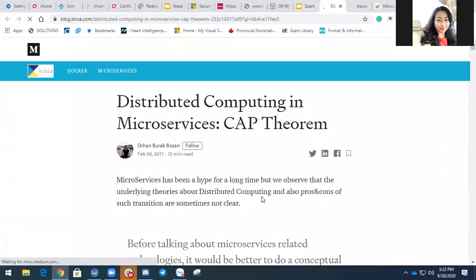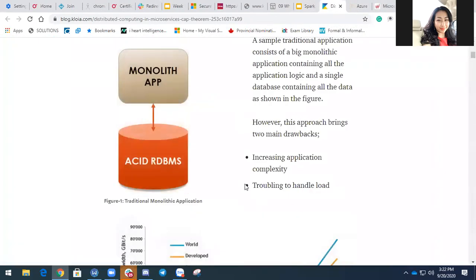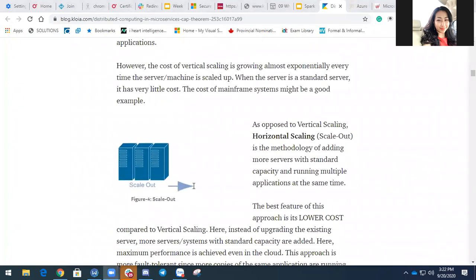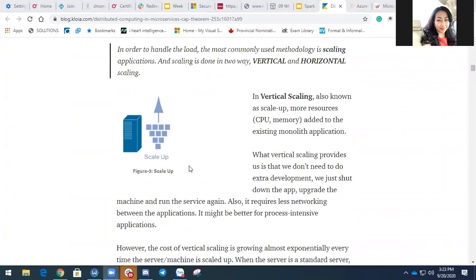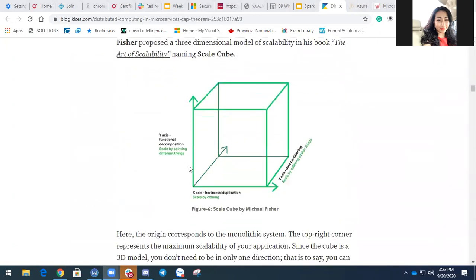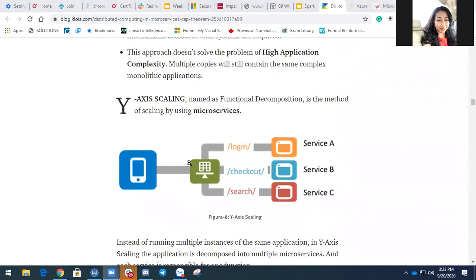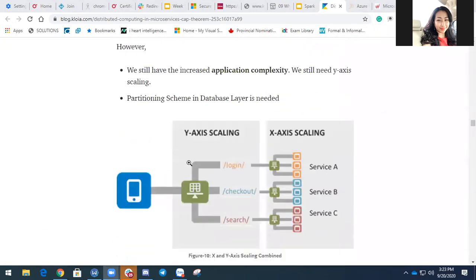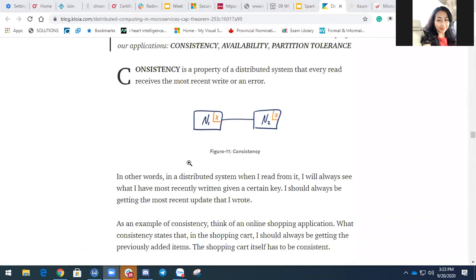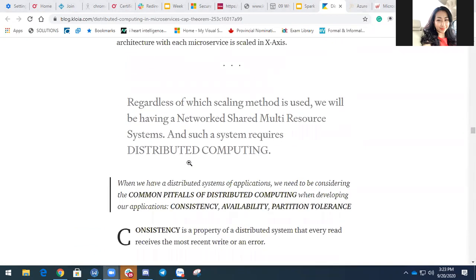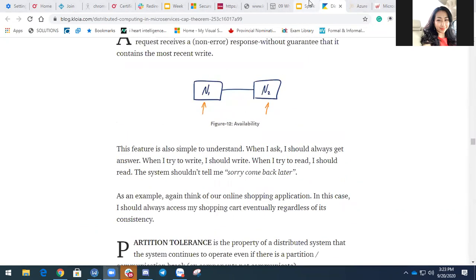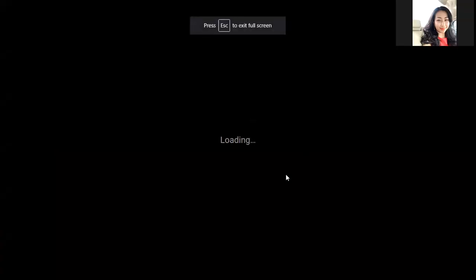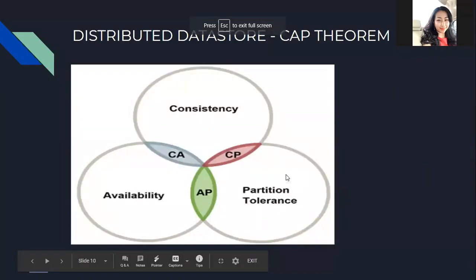This is also a very good link on this. It also talks about what I have been discussing: vertical scaling, horizontal scaling, and the different types of scaling and how they work. But I want you to go to this part where they discuss the 3 components of the CAP theorem, so that I can discuss what the 3 components are.